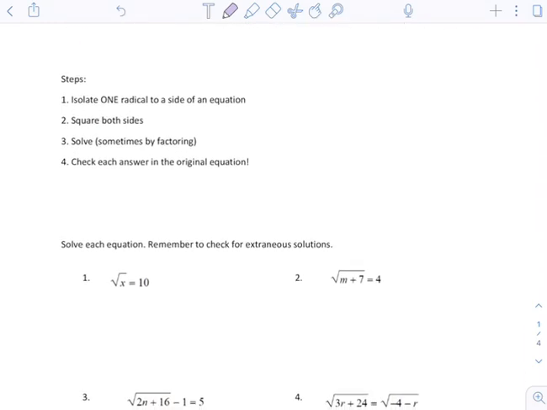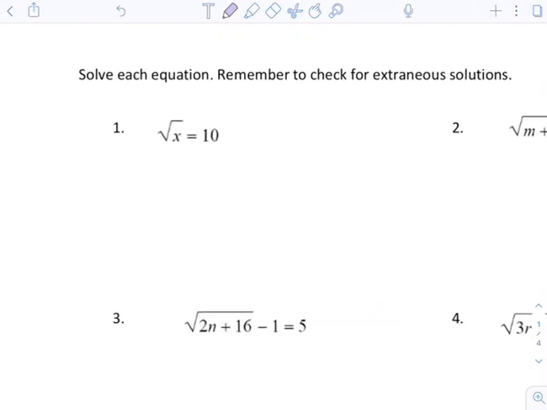I listed out the steps for you guys. First, you need to isolate one radical to a side of the equation, so I have a square root by itself, nothing on the outside of it on one side of the equation. And then to get rid of the radical, we're going to square both sides. It undoes the square root. Then we're going to have to solve, and sometimes that's going to be by factoring. And then check your answer in the original equation to make sure it's not an extraneous solution.